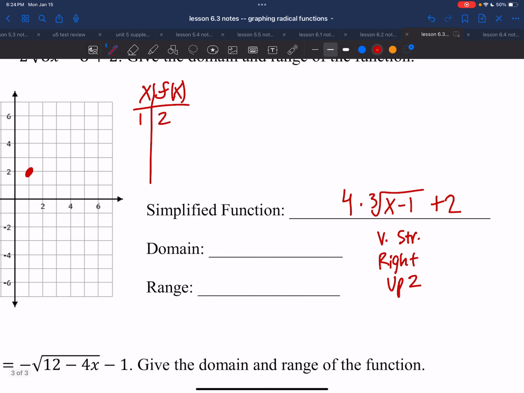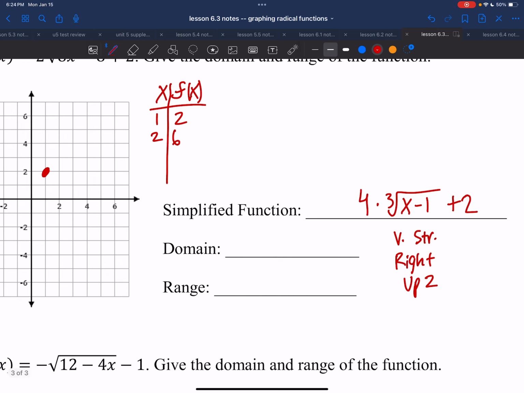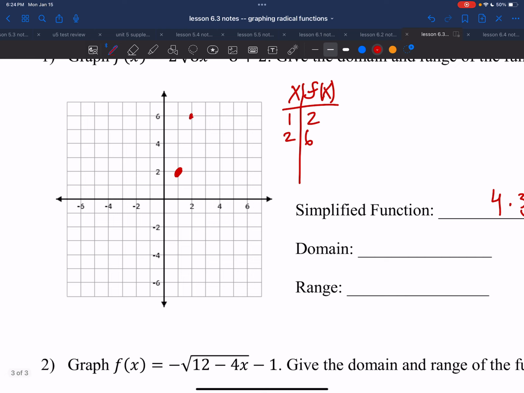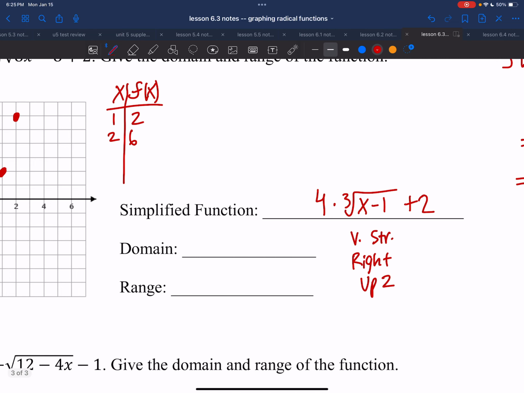Right 1 up 2. Let's plug in some points. Cube root of something minus 1. That's easy. 1 minus 1 is 0. 2 minus 1 is 1. Cube root of 1 is 1. 1 times 4 is 4. 4 plus 2 is 6. So 2, 6. Again, if you're not sure how I'm getting that, plug in 2 to the simplified function. Just substitute 2 in there and calculate it.